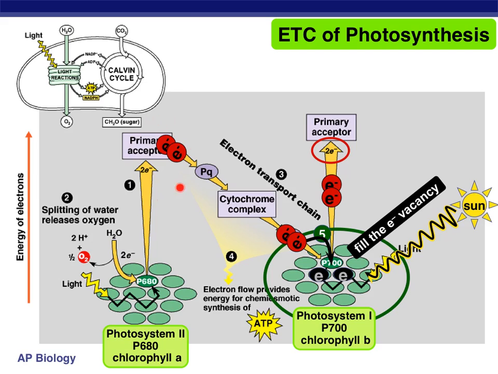Now, these excited electrons are going to start getting passed on from protein to protein, and as they get passed on, this flow of electrons is going to provide energy to make ATP.